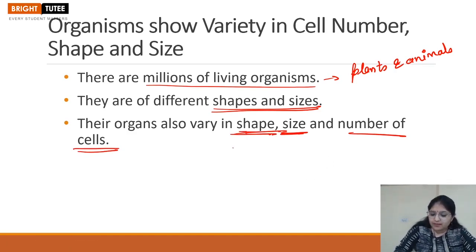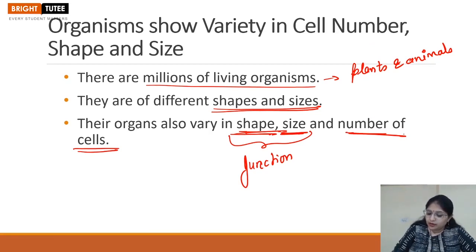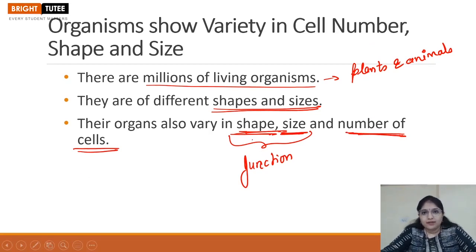When we talk about the shape and size of a cell, it usually depends on the function, right? So what kind of function the cell is playing, this is how the shape and size of the cell is dependent, and not on the size of the organism. But definitely when we talk about the number of cells, it depends on the organism also.